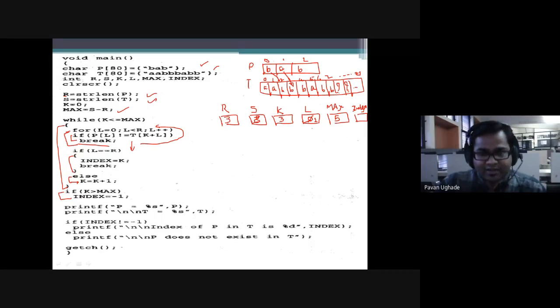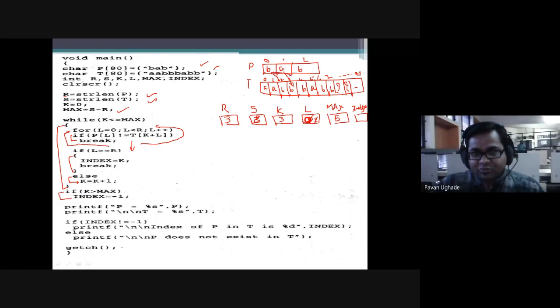And for again, which was initialized with 1, here it will again start with 0. L value again starts with 0. Okay, now P of 0 does not match with T of K plus L. So 3 plus 1. Now we are going to check.